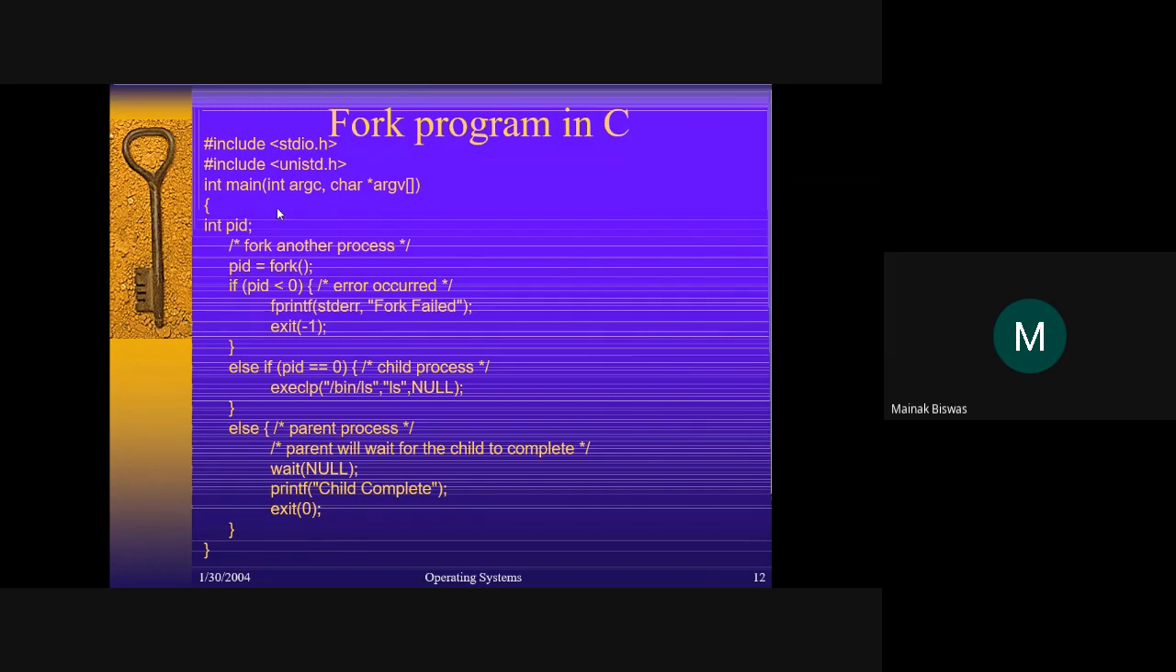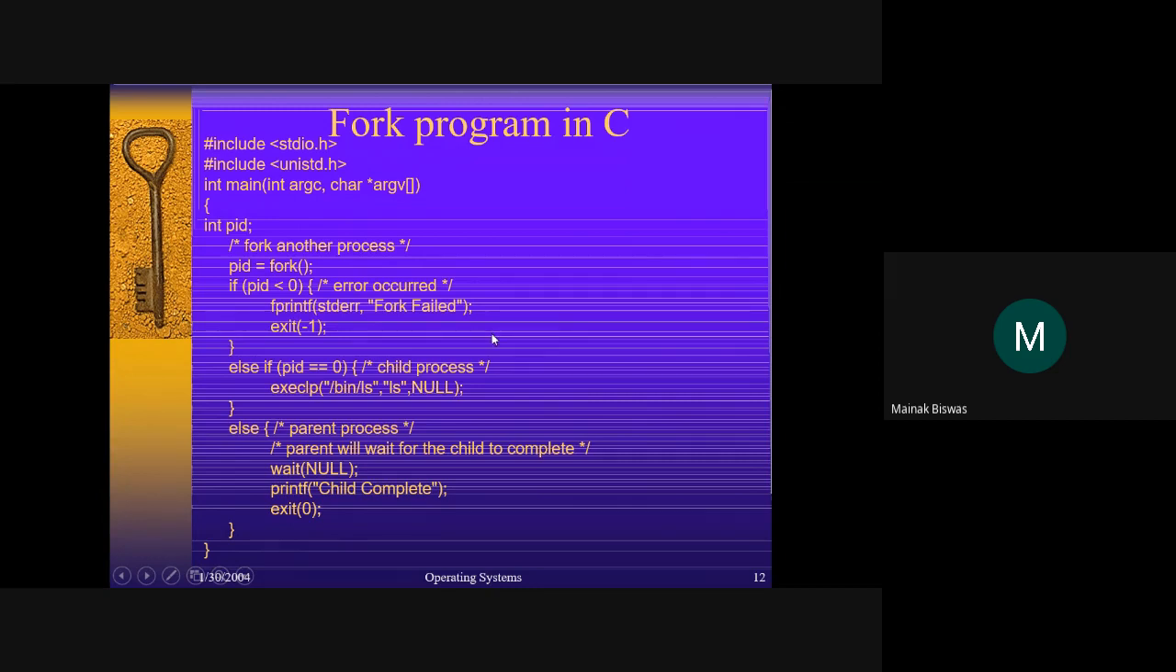Now when I am writing PID is equal to fork, that means we are creating another child process from the parent process, right? So if PID is less than 0, we say that an error has occurred, right? And we write this fprintf, the standard error function, to say that an error occurred and the child process is not created.